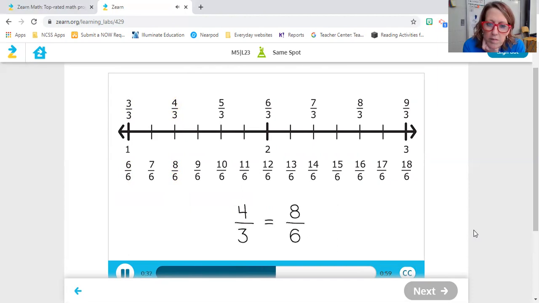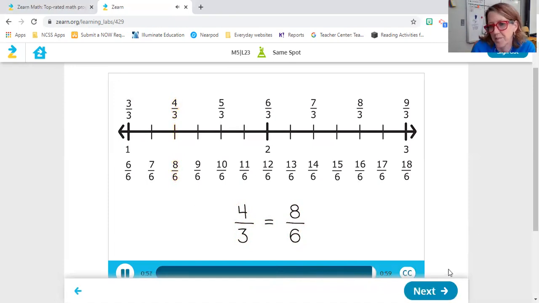That's right. Each time we double the number in the top and bottom of a fraction, we get an equivalent fraction. If we double 4, we get 8. And if we double 3, we get 6. So 4 thirds is equal to 8 sixths. We can see that this is true because these fractions are at the same point on the number line. Let's try to match some more equivalent fractions.